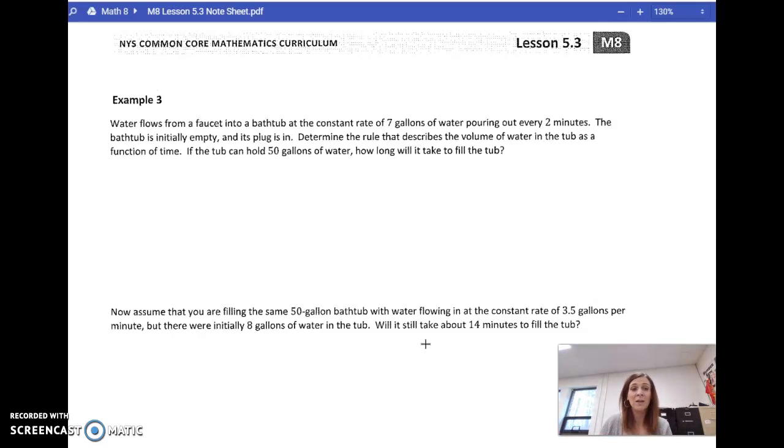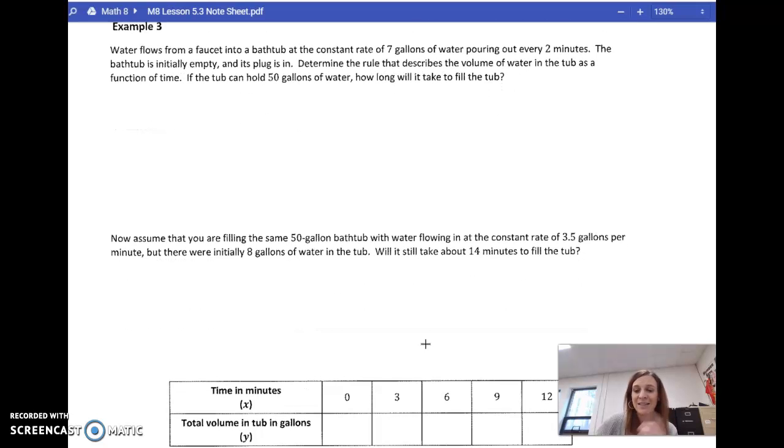So, example 3. Water flows from a faucet at a constant rate. There's that keyword. 7 gallons every 2 minutes. The bathtub is initially empty. So there's nothing to start with, right? It's initially empty. Determine the rule, that's the function that we're going to write, to describe the volume of the water in the tub as a function of time. And then we'll come back and answer this question.